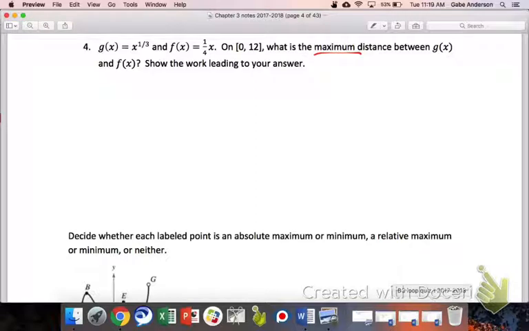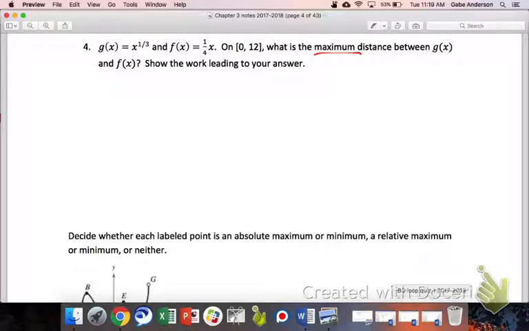I'll read this one out loud for you while you're reading. It says g of x is x to the 1/3. F of x is 1/4 x. On that closed interval from 0 to 12, what is the maximum distance between g of x and f of x? Show the work leading to your answer.